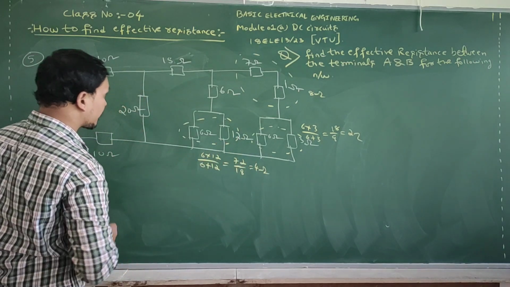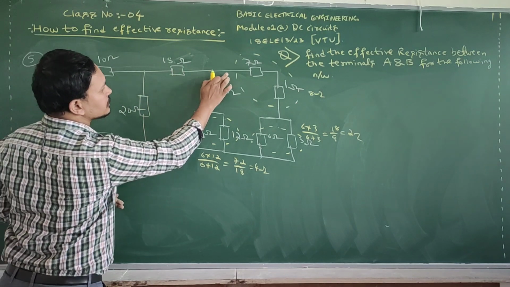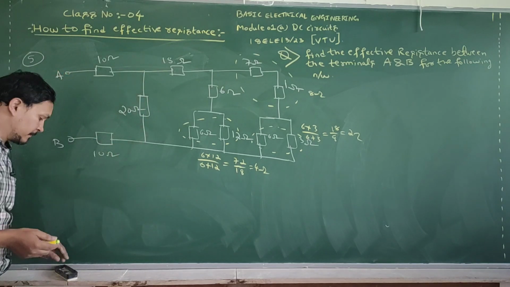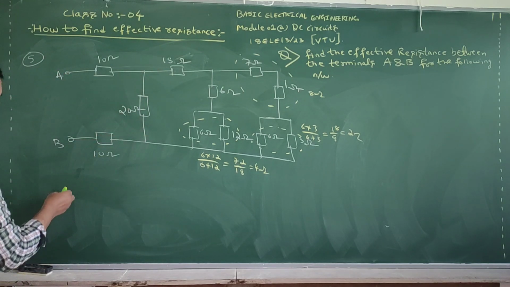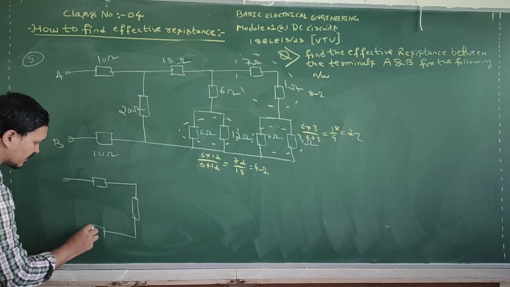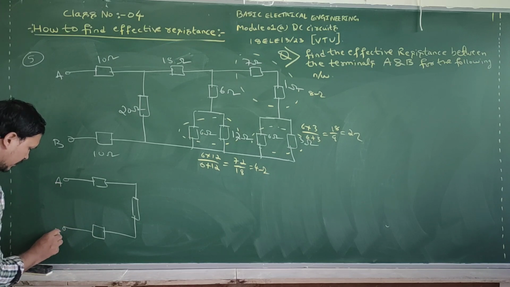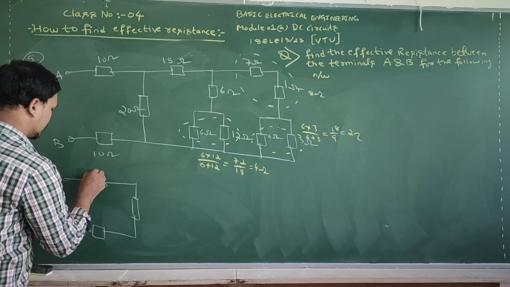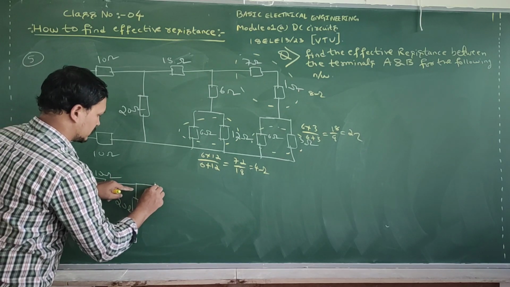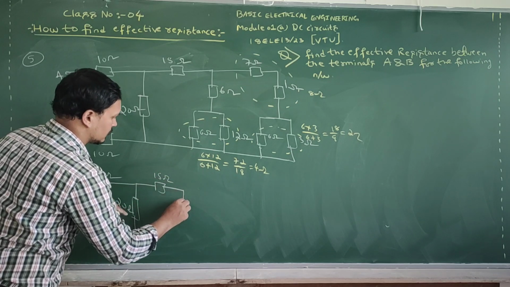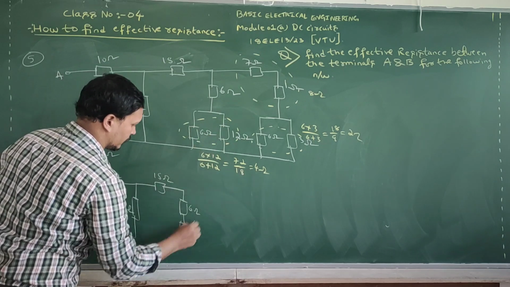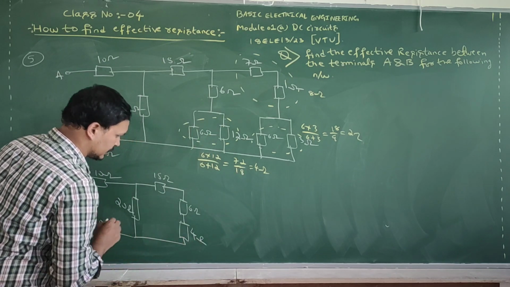Now draw the network. These two are not connected in series because 7 ohm is disturbing. These two are not connected in series because 15 is disturbing. Okay, got it? Now redraw the network. See, keep in mind, effective resistance is only one resistor between the terminals. So 10 ohm, 20 ohm and 10 ohm, okay, 15 ohm, okay, 6 ohm. What is the answer for this combination? 4 ohm. Okay, that is connected here.